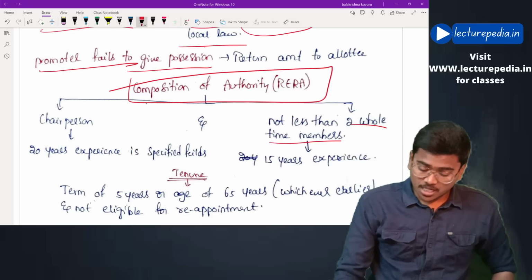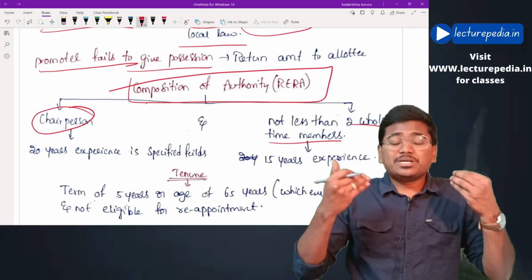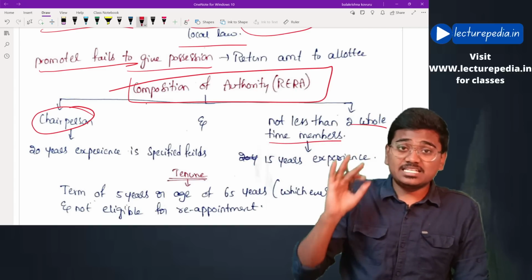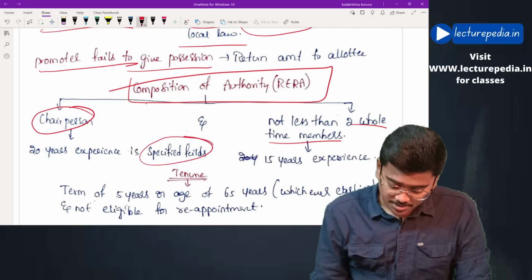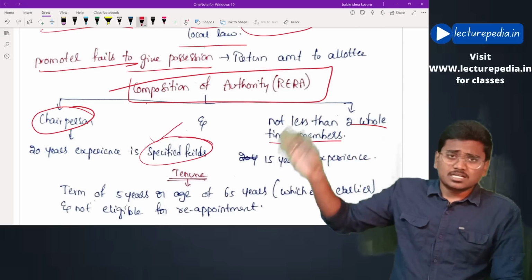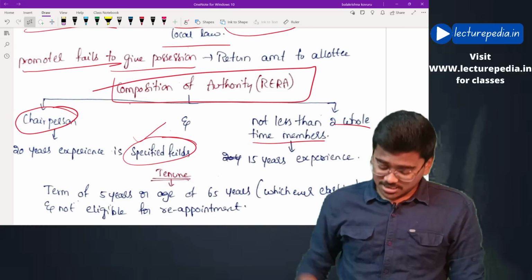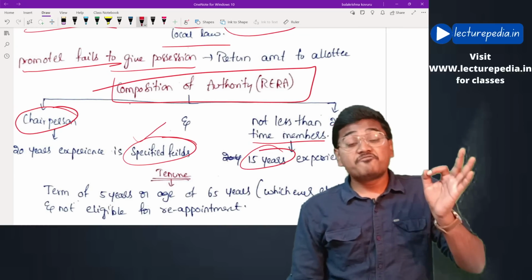Hope this is clear. Now what should be the experience of this chairperson? This chairperson should have experience of at least 20 years in the specified fields. What are these specified fields? There is a list of specified fields given that you can go through. And the members should have experience of at least 15 years.